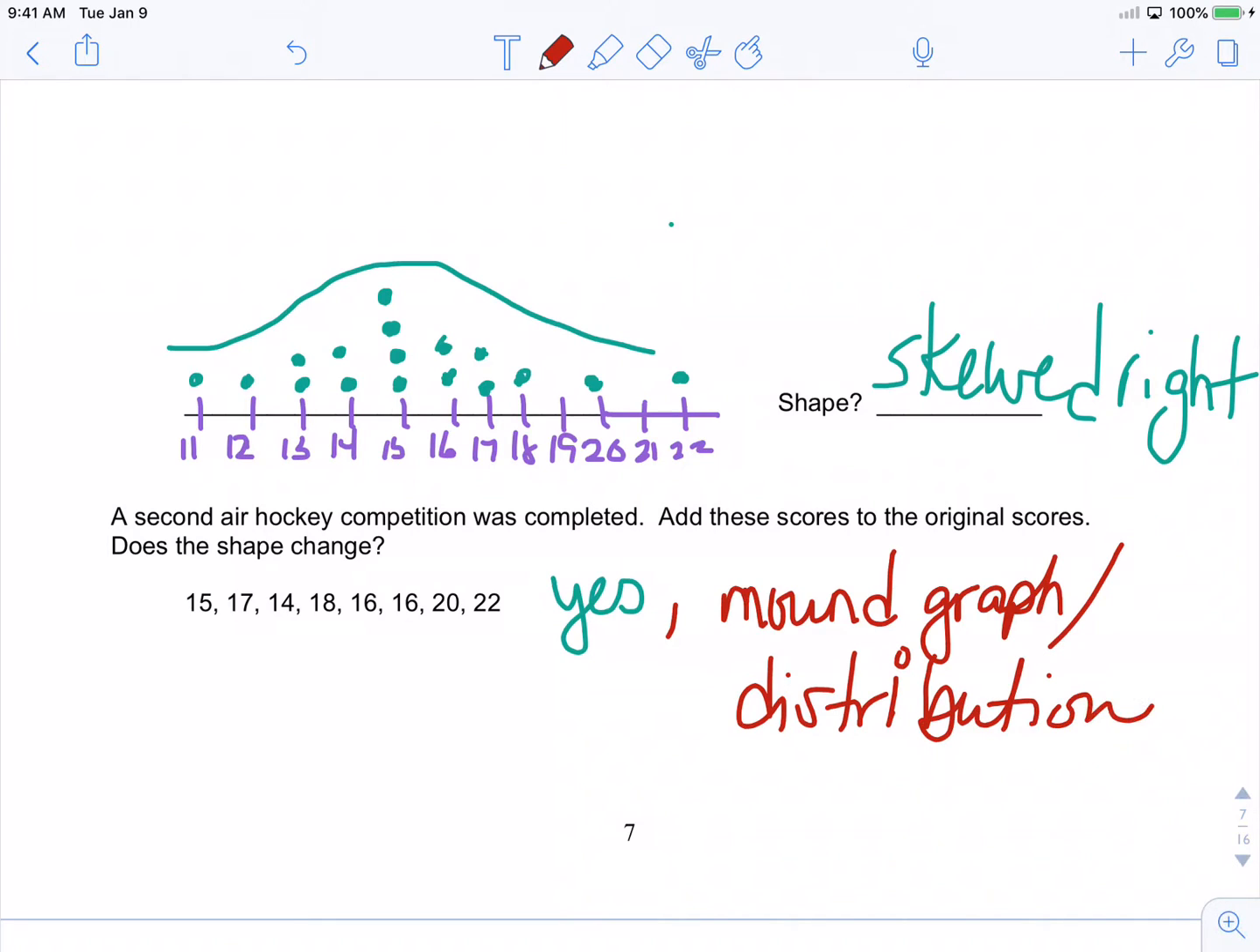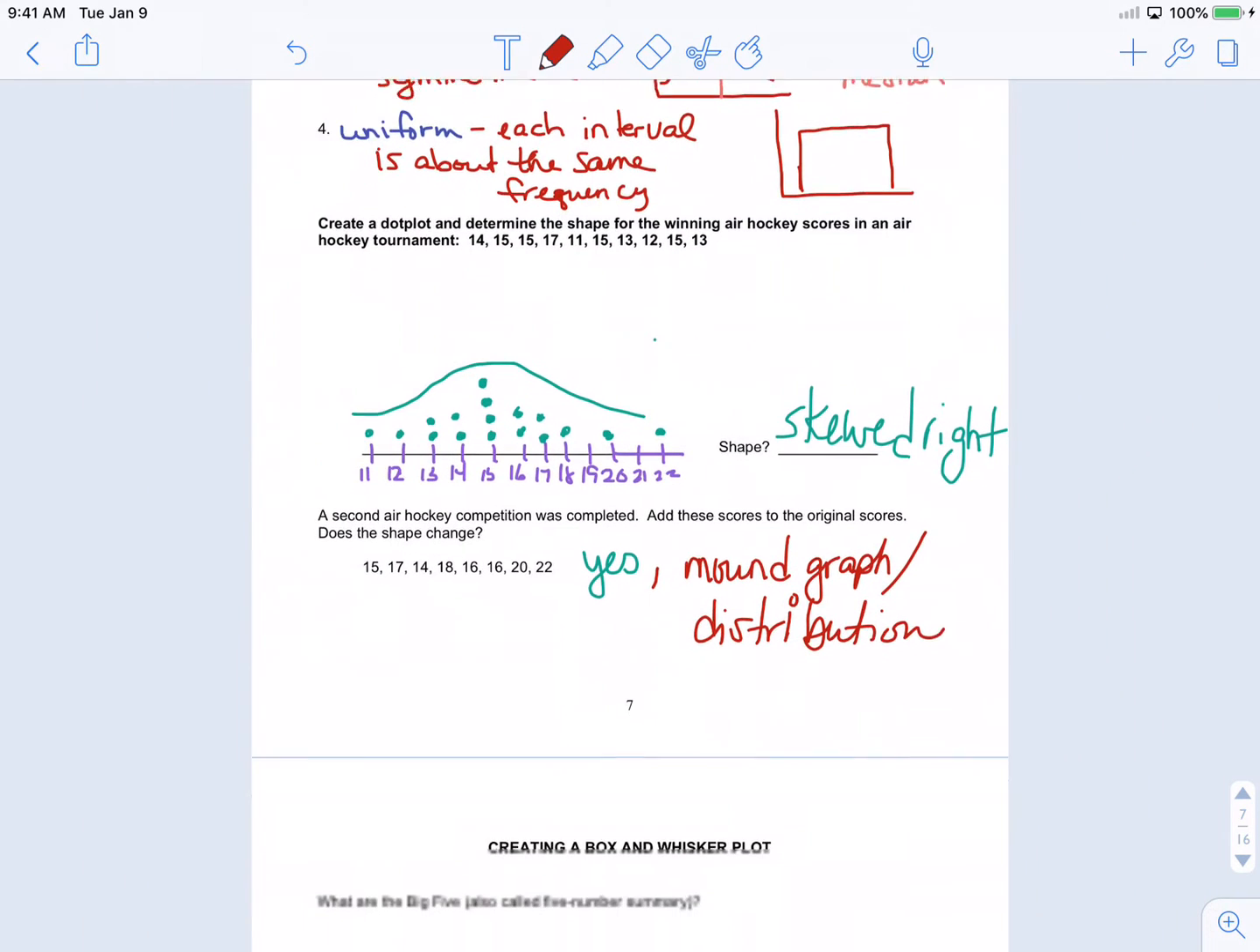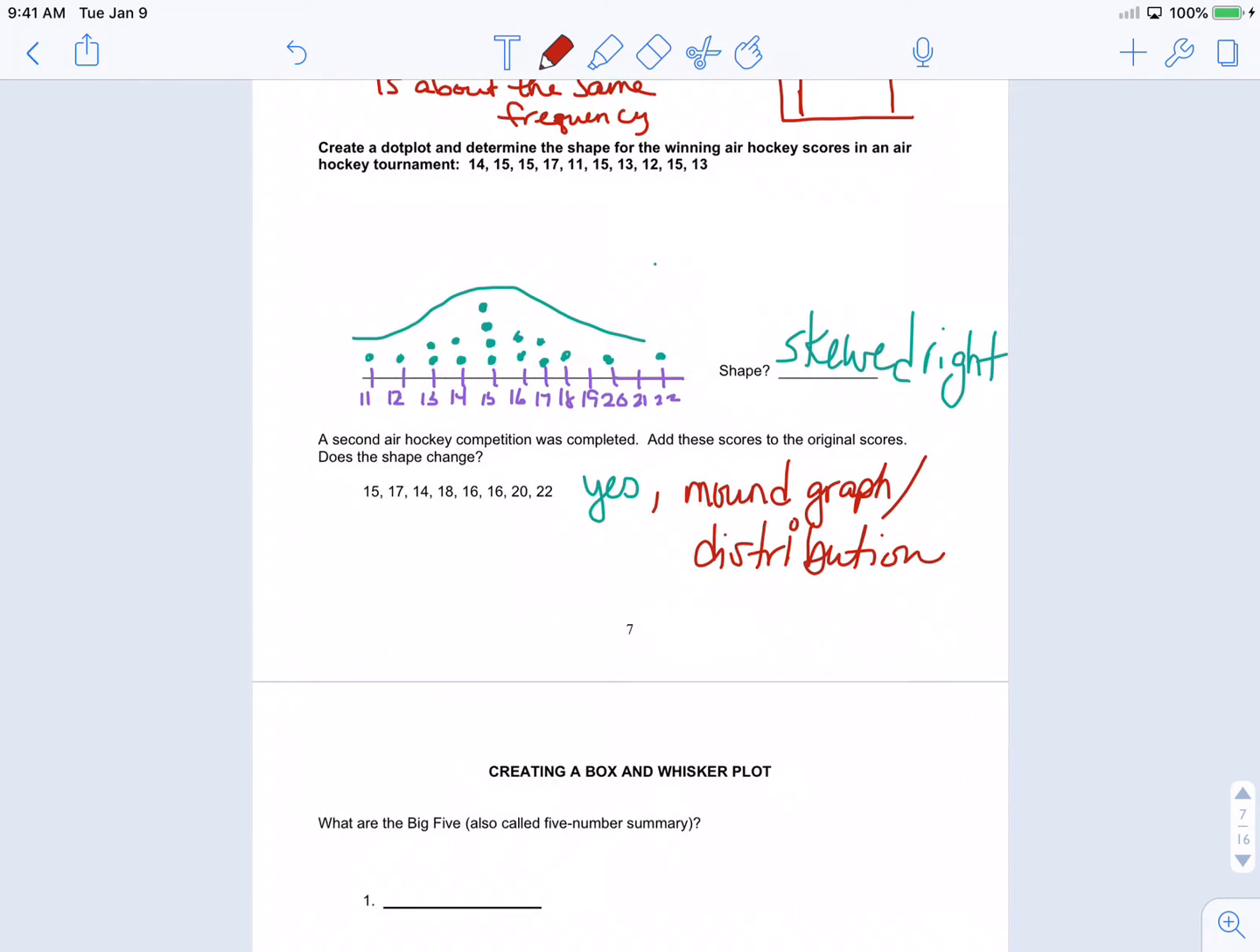When you think of a mound, think of the pitcher's mound on a baseball field. That's a nice mound to think about. So this does now change the shape, and now we have a mound graph. So those are two different types of distributions that you can have, and a dot plot is one way to look at them.